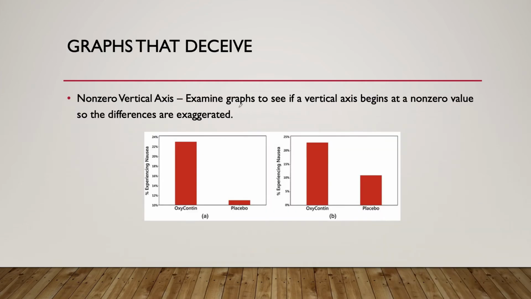For a graph that deceives, one of such ways is a non-zero vertical axis, like this one. That way we could see if the vertical axis begins at a non-zero value, so the differences are exaggerated. Like here, OxyContin appears to be way higher than a placebo for the percent experiencing nausea. But if we actually graphed it with a 0 percentage on the y-axis, notice these are a lot closer together. Mind you, the OxyContin one's still much greater, but not nearly as big of a difference.